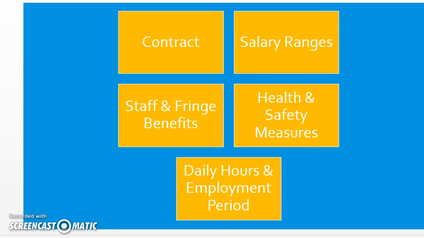So some of the areas that are included in these policies might be the contract, making sure it's an agreed upon contract that is clear, that doesn't leave any room for interpretation. Salary ranges, making sure you're clear as far as training and education, and that salaries will vary based on these different expectations. Fringe benefits, are you going to include health insurance, retirement, educational opportunities in these areas?